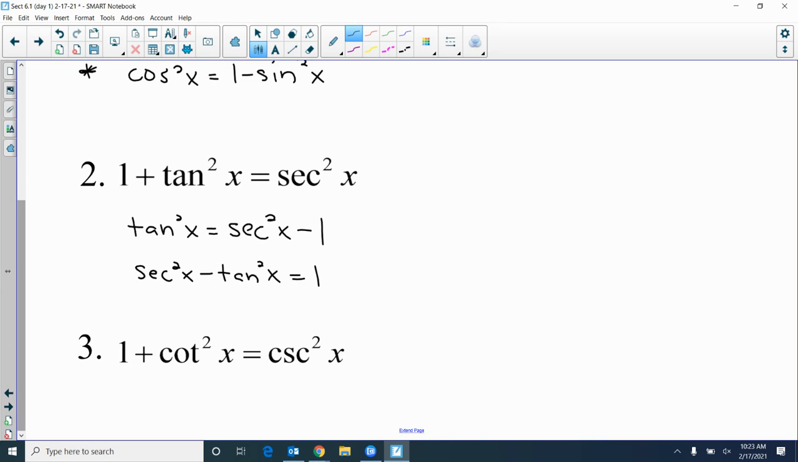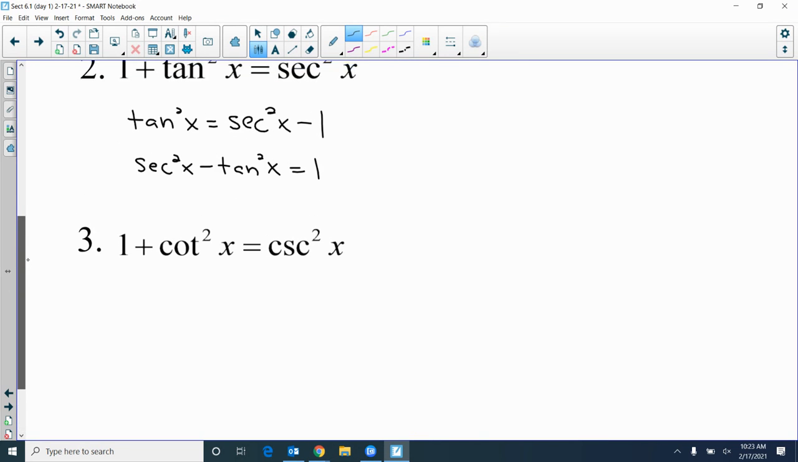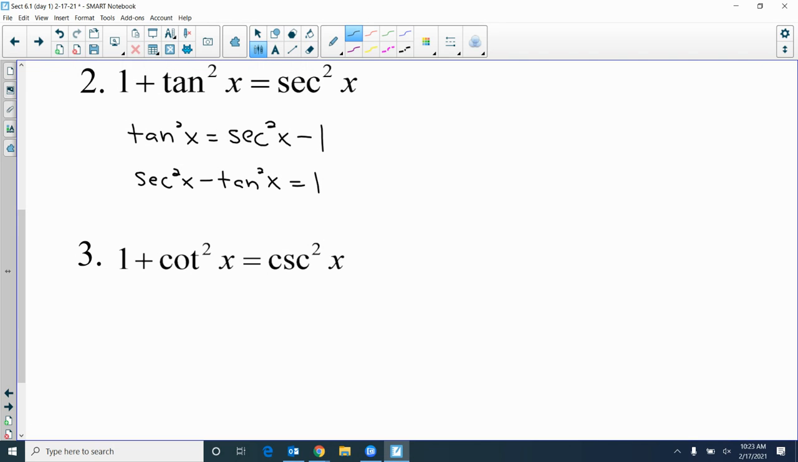And then here's the third one. Go ahead and think what other two, or list what other two facts we can generate from there. So if 1 plus cotangent squared equals cosecant squared, I can say cotangent squared of x equals cosecant squared of x minus 1. And then I would say cosecant squared of x minus cotangent squared of x equals 1.